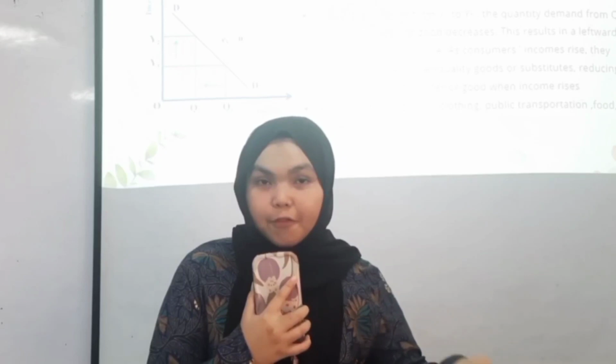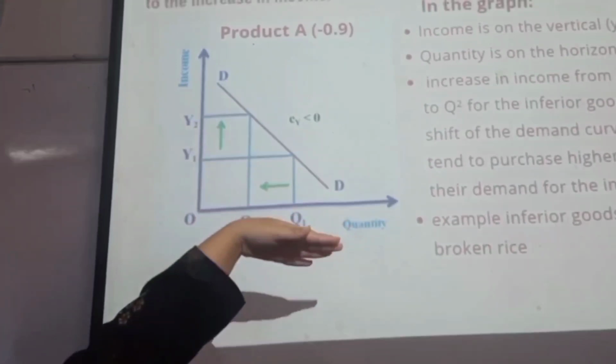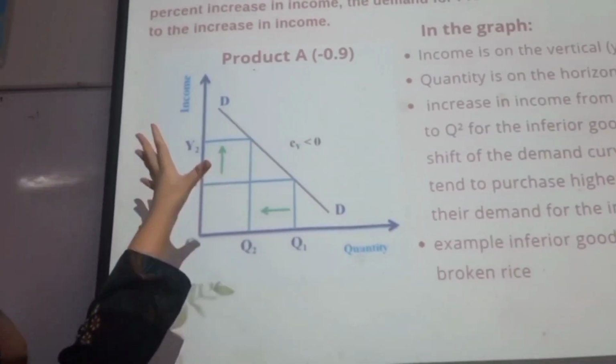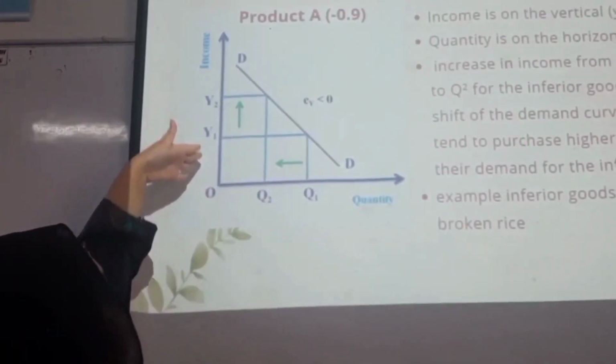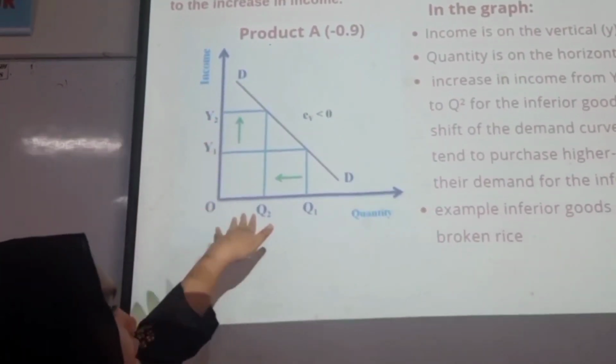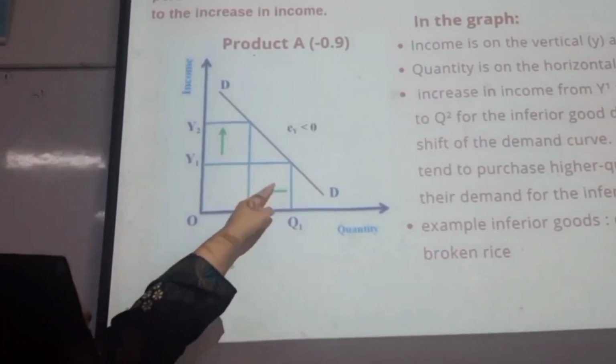Hello guys, now I'm going to explain product A. As I said before, product A has a negative income elasticity. I'm going to explain in the graph what happened for product A. This is the graph for product A, as the question gives negative 0.9. This is what the graph looks like for negative income elasticity. The vertical axis Y is income, the horizontal axis X is quantity. Look at the arrow.